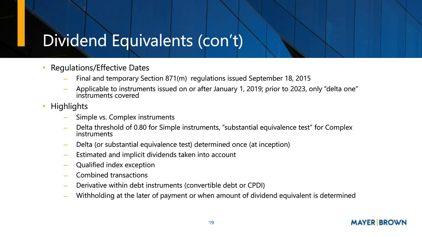And starting in, I think, 2017, the regulations applied only to Delta One instruments. And that was supposed to be just, I think, a couple of years at first. But now that has been extended through 2023 or through 2022. So starting in 2023, we'll have a full effective regime. But for now, since 2017 and for now through 2022, only Delta One instruments are captured.